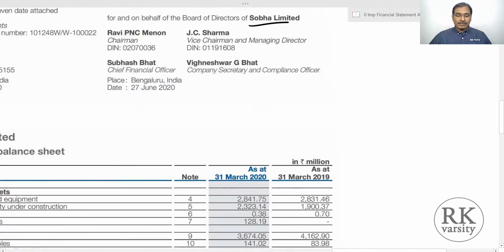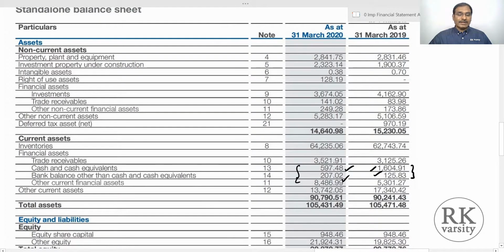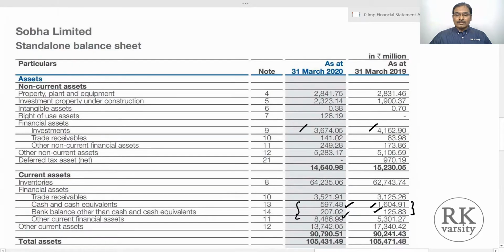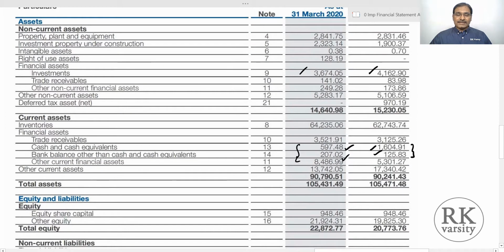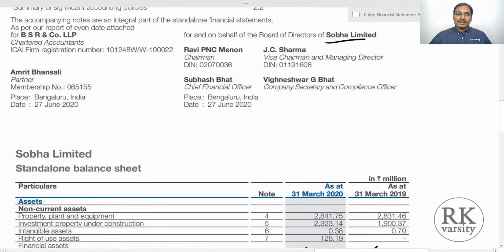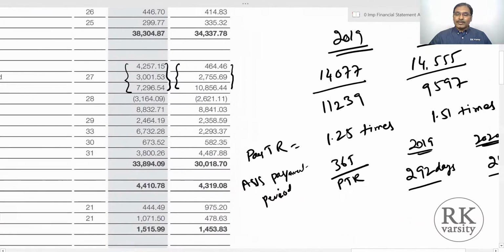constraint. Even if we look at the investments, there are investments of 3,000 here and 4,000 here. Even if you consider investments in non-current investments, the amount is very minimal. So this indicates that on the other side the inventories are very high for this company. So this indicates that there is some kind of a cash constraint in the case of Sobha Limited, because of which there is a delay in payment.